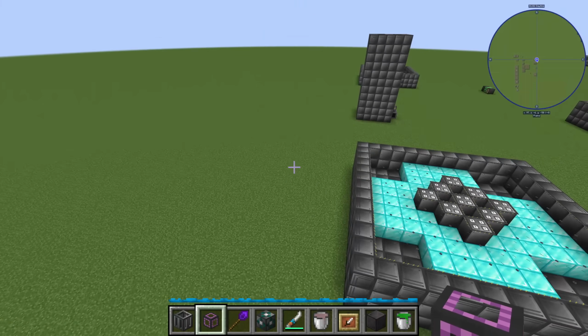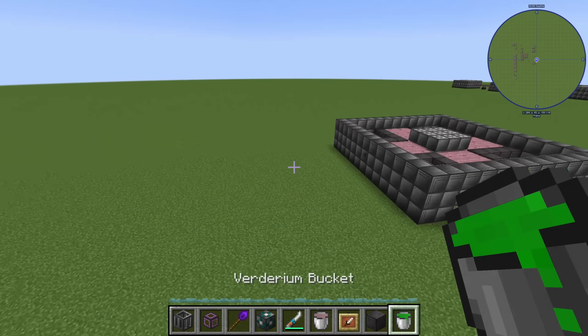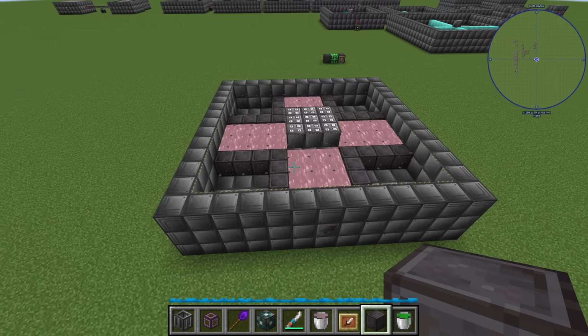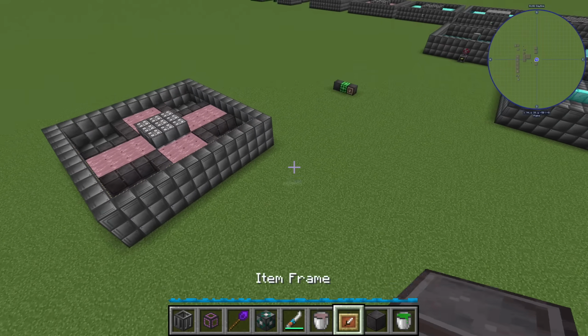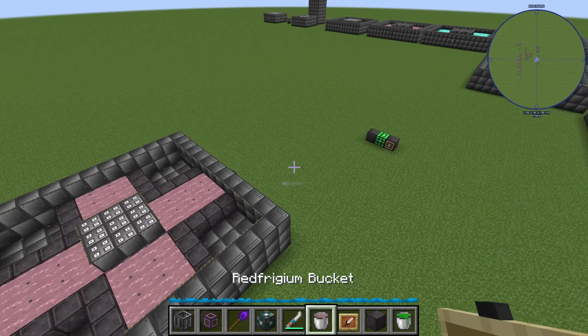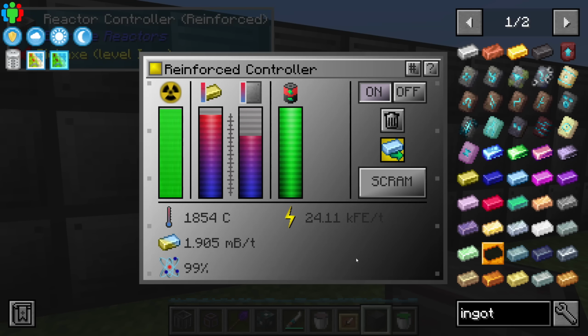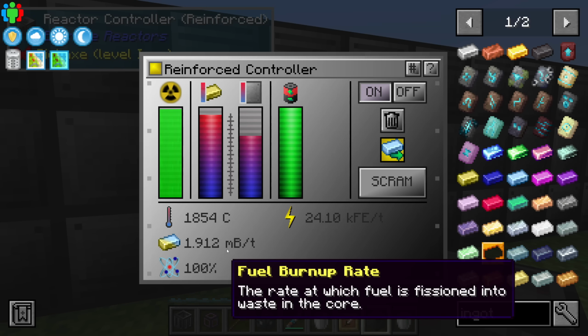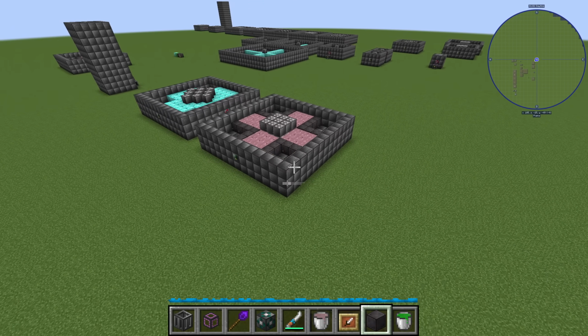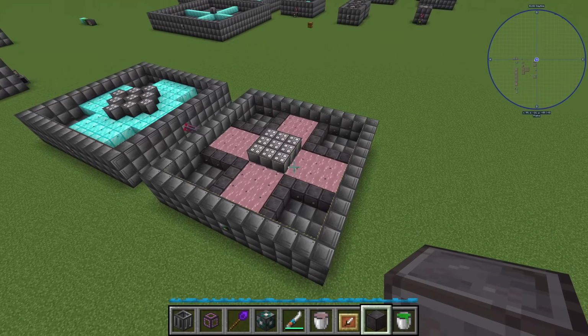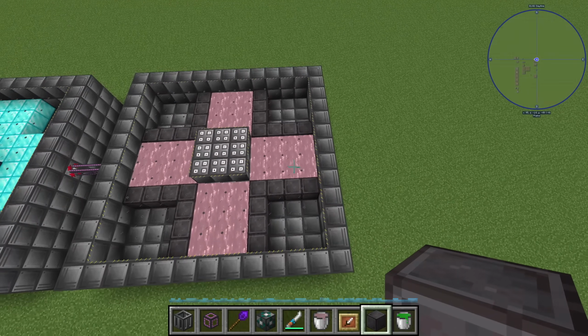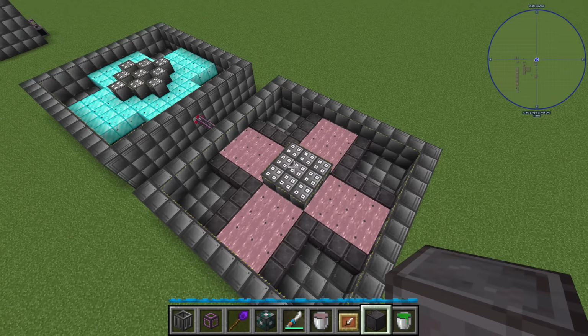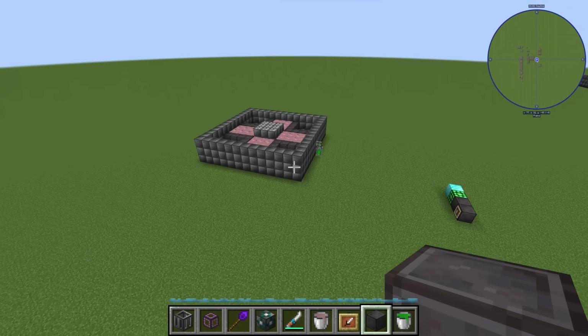For example, one of the best fuels that you can use inside your reactor is verderium, which is a fluid. And this reactor with almost the same setup and also a better coolant called redfrigium generates 24,000 RF instead of 5,000. Although, look at the burn up rate. But in general, if you want to use a passively cooled reactor in this mod in order to generate power, just go wide, ignore the corners and put everything in the center. And obviously use good coolants.